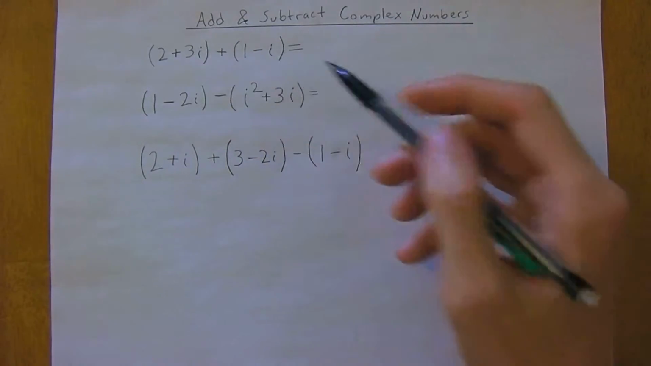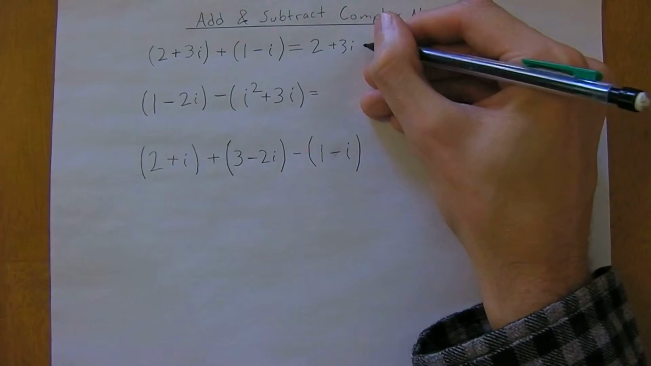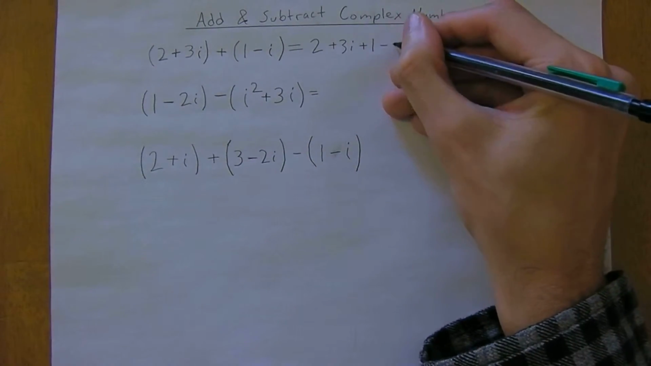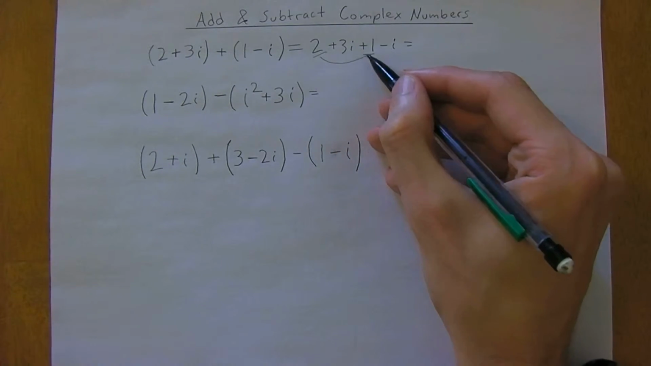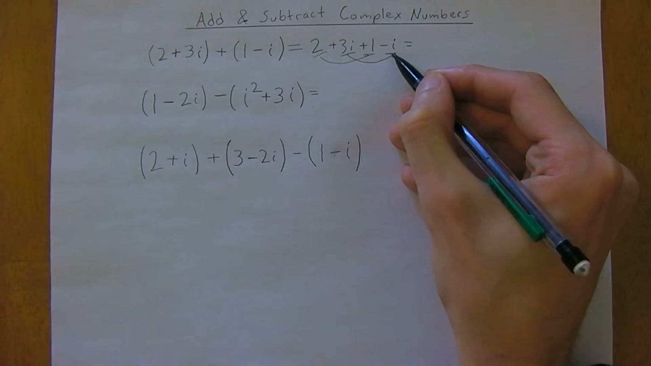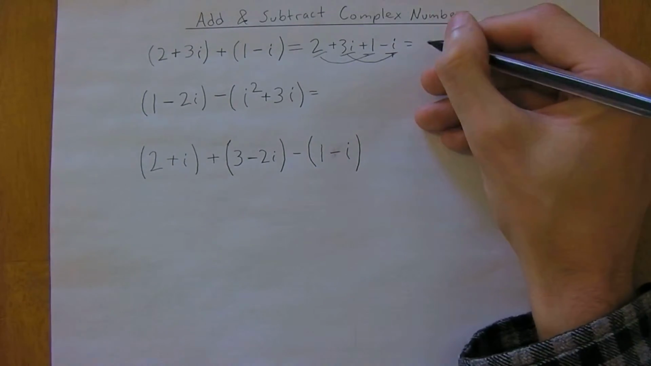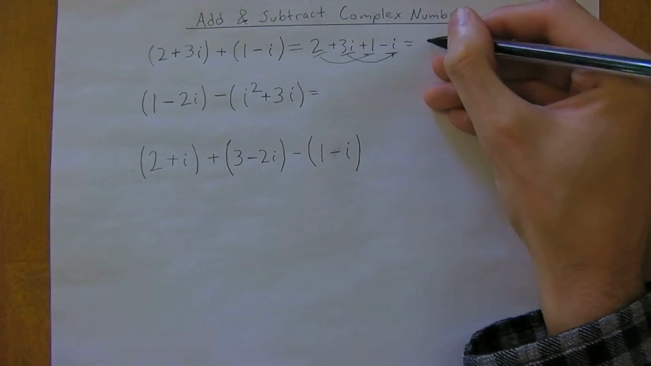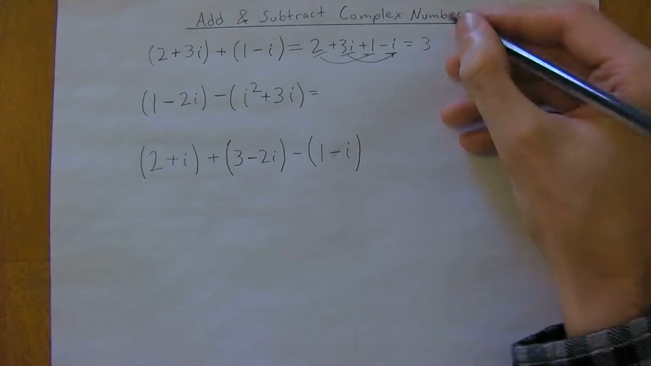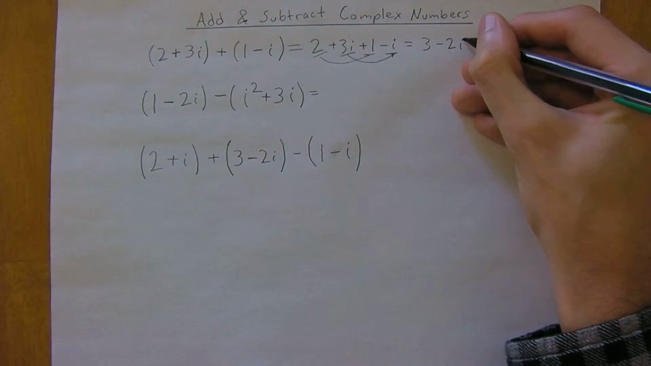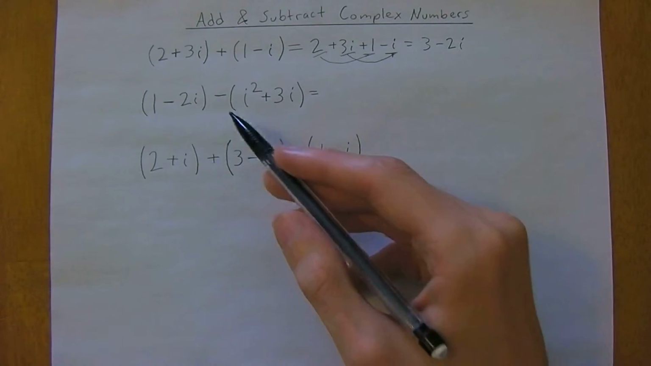So all we do is we distribute this out, so it's going to be 2 plus 3i plus 1 minus i, and we're just going to group these together. Think about it as matching up in the same basket all the real parts and all the imaginary parts. So 2 plus 1 is 3, and 3i minus i is 2i. So that's it.